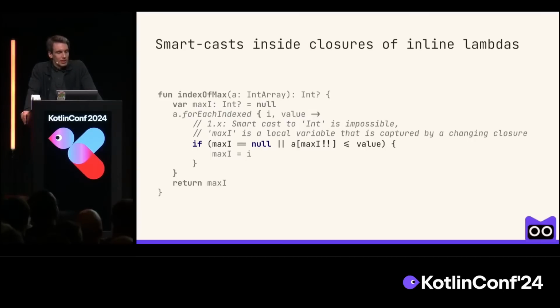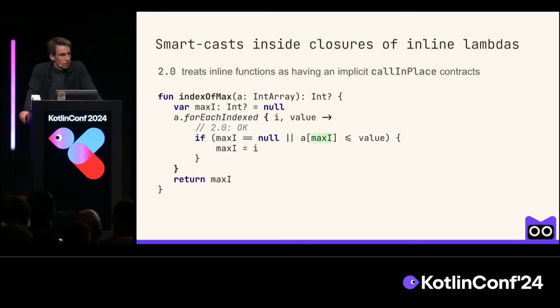You see, this check didn't produce any SmartCast for the maxI variable, because the variable is captured inside the lambda. And in general, we don't know anything about this lambda. It can be invoked or stored somewhere or be executed even after this function, and which could affect the SmartCast behavior. But we know that forEachIndexed is an inline function, so its lambda has to be executed in place right here and cannot be stored anywhere.